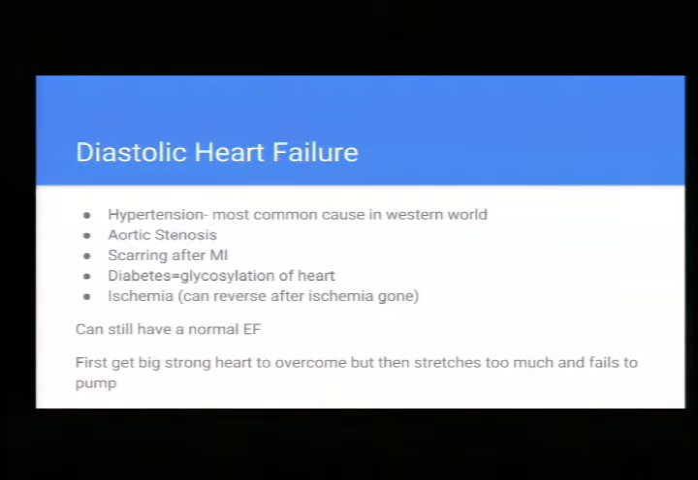These patients can still have a normal EF because it looks like they're emptying everything they have. They may empty 55%, but they didn't relax enough to fill much. So you have such a small stroke volume, can't pump it out. And that's the get a big, strong heart to overcome and stretches too much and fails. So that's the whole kind of principle of how you get diastolic heart failure.